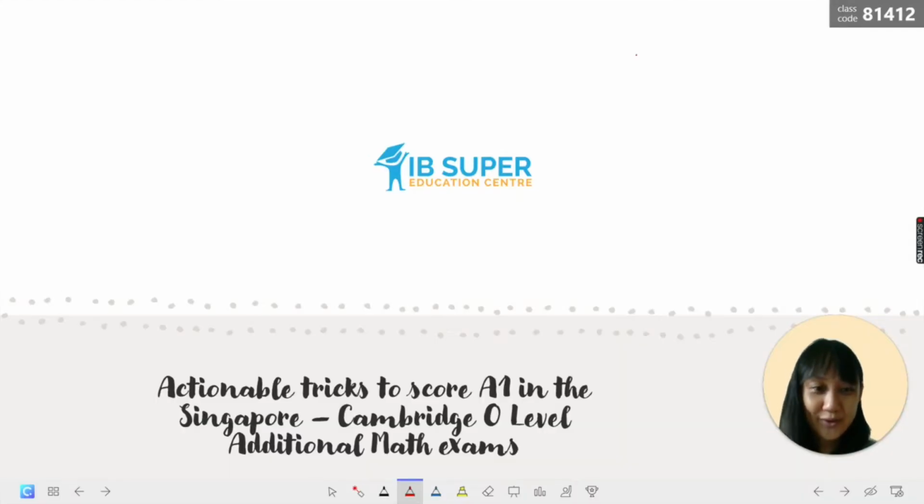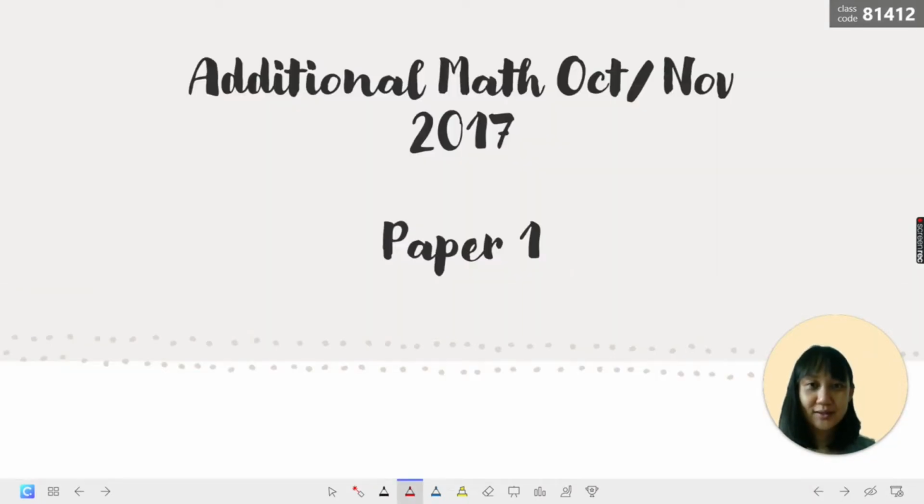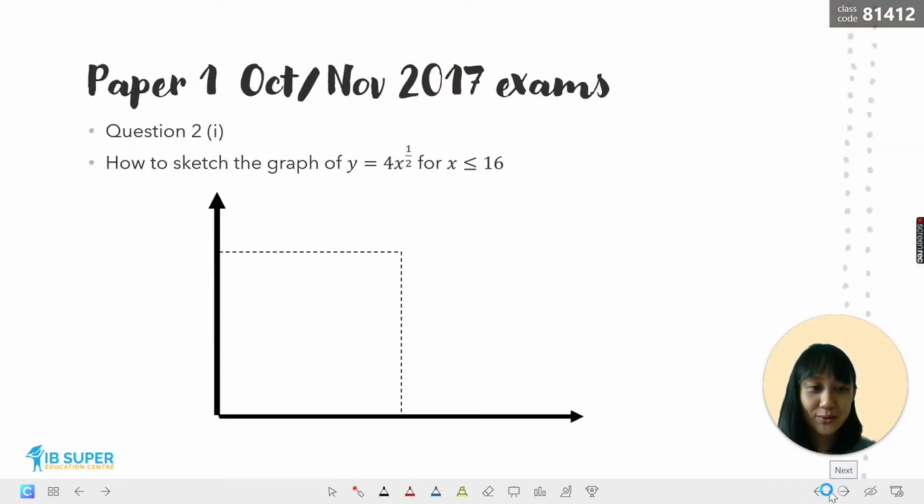Hello, I'm going to start with the actionable tricks to score an A1 in the O-Level Additional Math exams. So for paper 1, in the Additional Math exam 2017, let's take a look at some tricks that you will need to know. Okay, for example, in question 2, part 1, students are asked to sketch the graph of y equals to 4x to the power half.